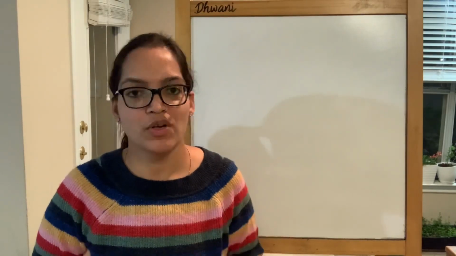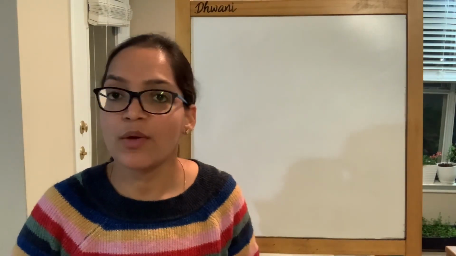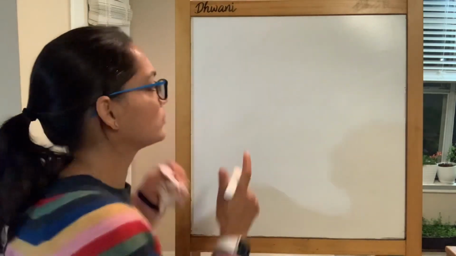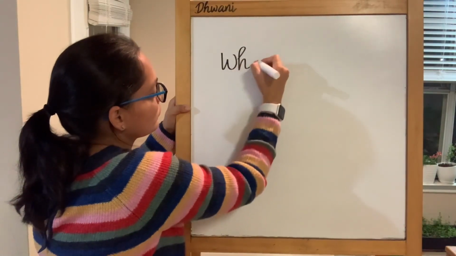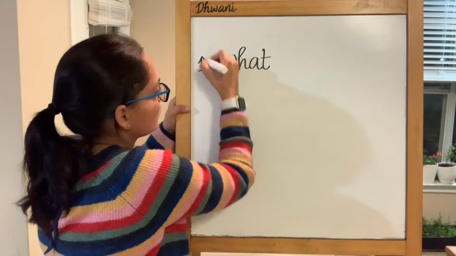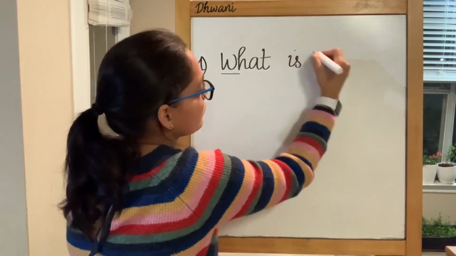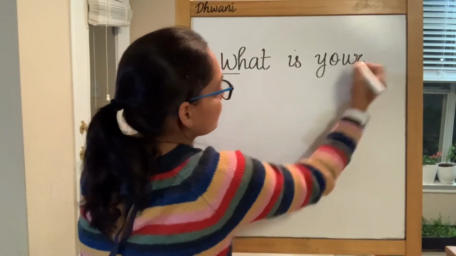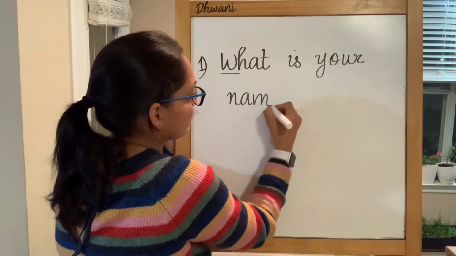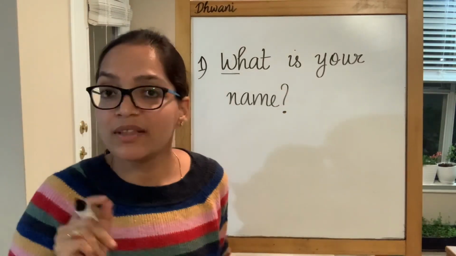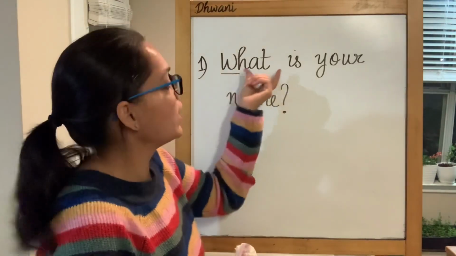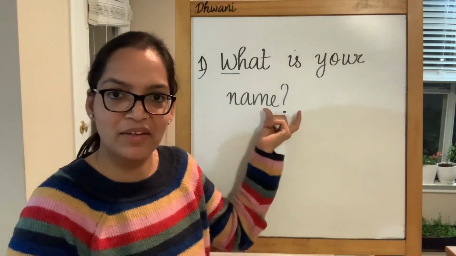Second point, when you are beginning your sentence, you will always begin your sentence in a capital and it will end in a period if it is a statement. It will end in a question mark if it is a question. So if I say, what is your name? Because it's a question, it will start with a capital and it will have a question mark in the end.